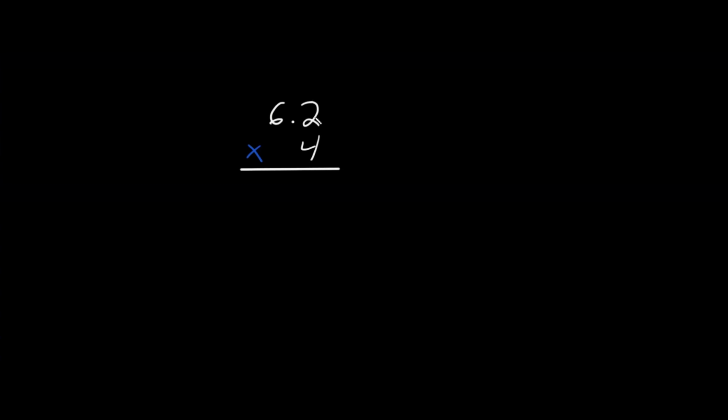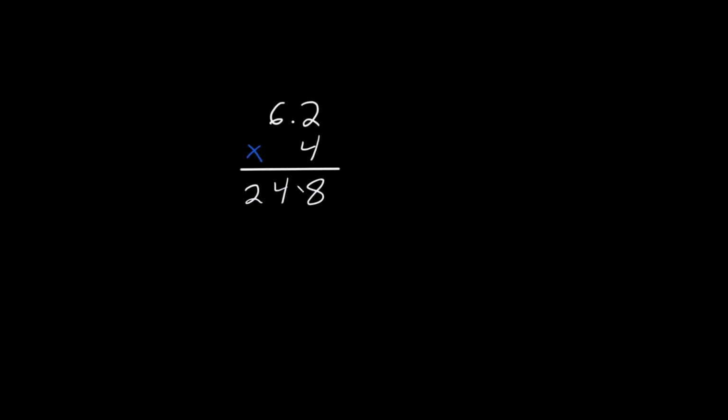So let's start off by multiplying 2 and 4. That gives us 8. And then 6 and 4 gives us 24. And when you're doing normal multiplication, this is where you would be done. It would end right here. But since we have a decimal place, we have to account for that.